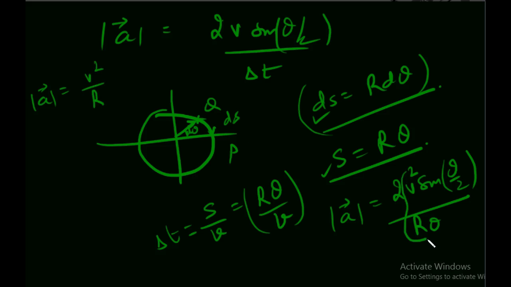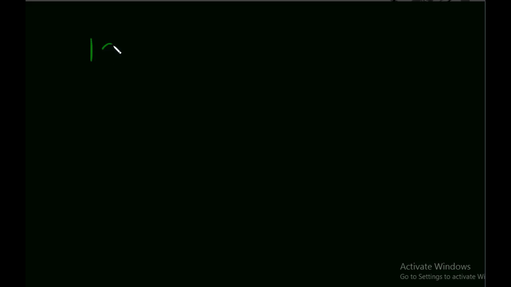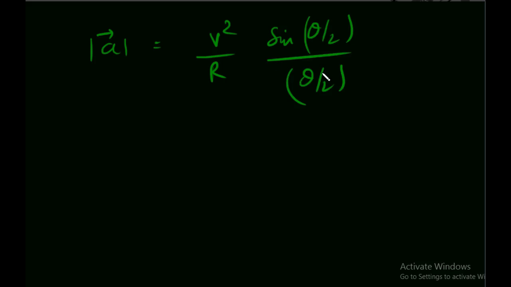V square by r, we are taking this as common, and now 2 can go down there. So sine theta by 2 by theta by 2, because 2 was originally up here, we can also take this as denominator of theta. It can always go up. So this is the same expression, okay. So we arrive at expression v square by r sine theta by 2 by theta by 2.